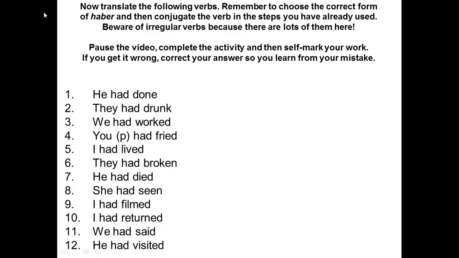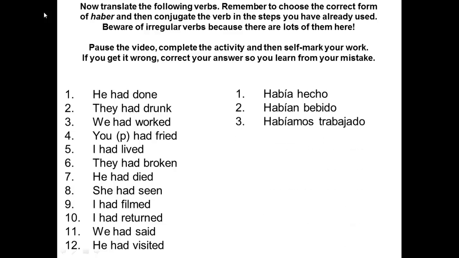Número 1. He had done. Había hecho. Número 2. They had drunk. Habían bebido. Número 3. We had worked. Habíamos trabajado. Número 4. You, plural, had fried. Habíais frito. Número 5. I had lived. Había vivido. Número 6. They had broken. Habían roto. Número 7. He had died. Había muerto.